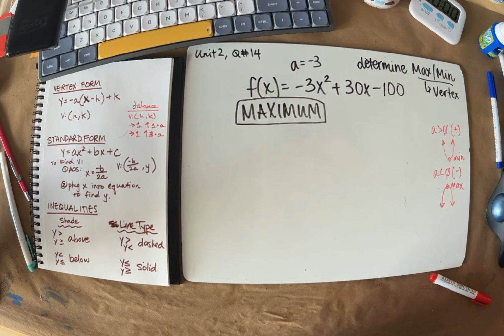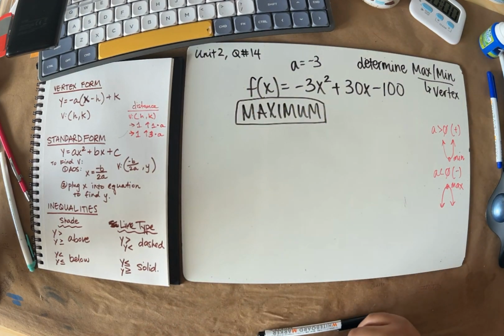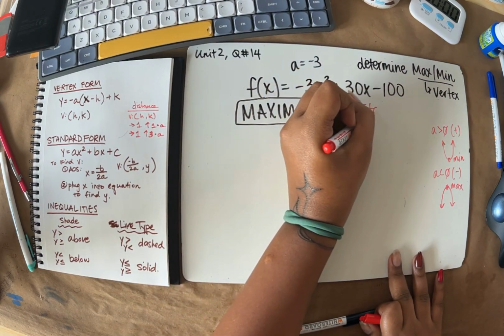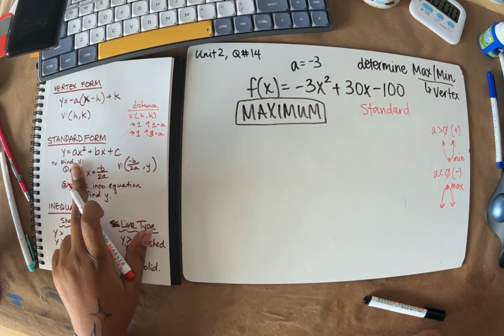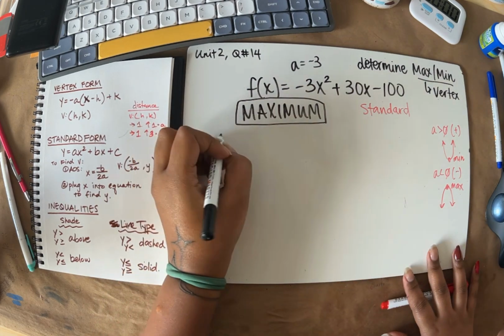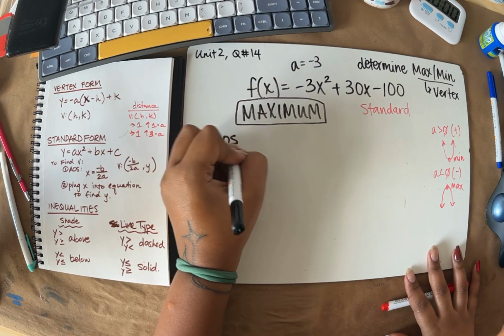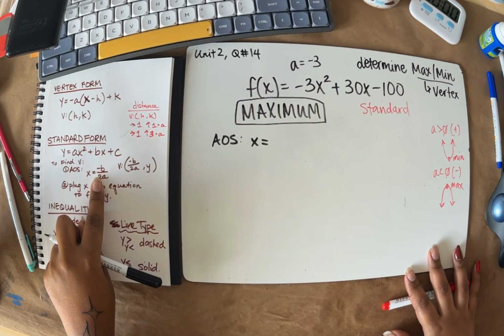My next question to you is, is this standard form or vertex form? If you said standard form, you'd be correct. So standard form is y is equal to ax squared plus bx plus c. And if we use this, we have to find our AOS to find our vertex. So x is equal to -b all over 2a.